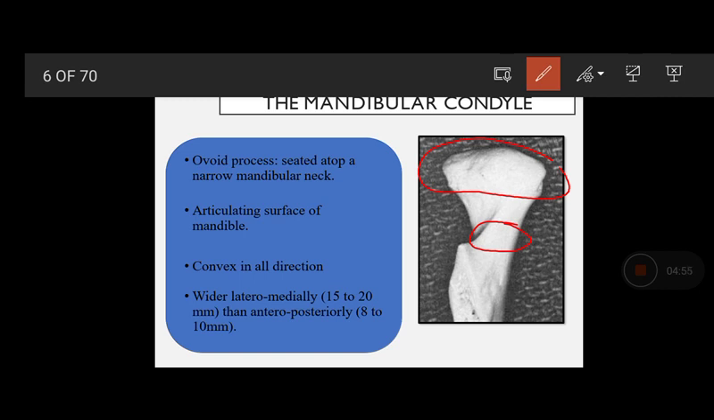It is rounded in all directions, or it is convex in all directions, and its mediolateral width, that is this width, is much more than the anteroposterior width, that is this width. Okay, so in the cross section you have to imagine this width is actually very less compared to the lateromedial width. Okay, so this width is greater.